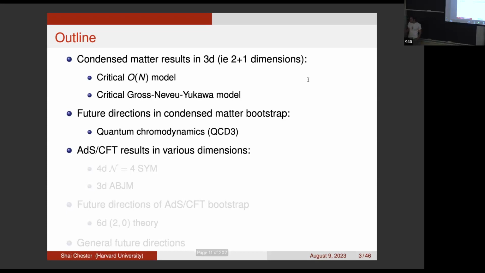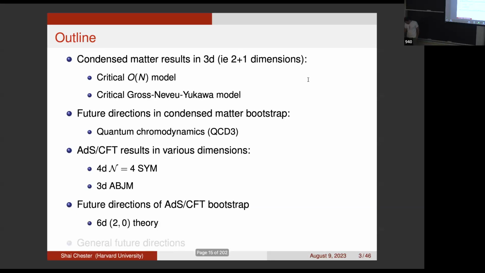Then we're going to transition to quantum gravity applications. So we're going to talk about results in AdS/CFT in various dimensions, so for instance, N = 4 super Yang-Mills in 4D, maybe gauge theory in 3D. And in terms of future directions, I'll focus on one particularly interesting mysterious theory, which is the 6D (2,0) theory. And then finally, I'll conclude with general future directions, not specifically about an application, but just general things that could be developed using Bootstrap.